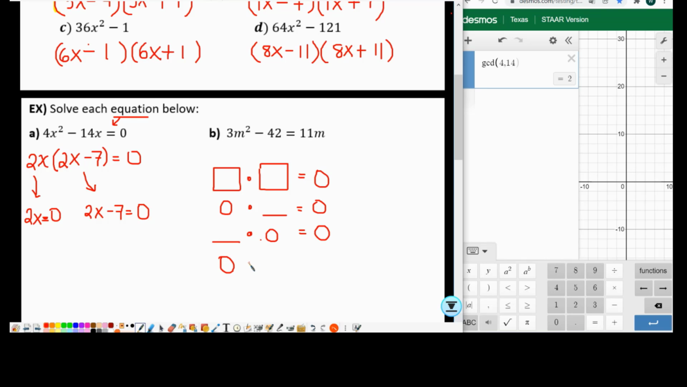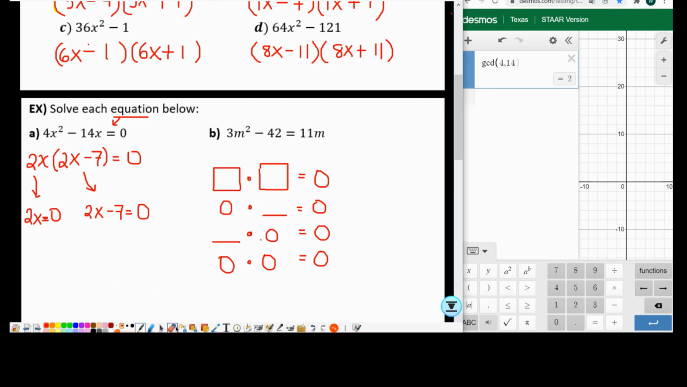Or it could be that both numbers that we don't know equal 0. And that way, 0 times 0 equals 0. So whenever we have something like this, 2x times 2x minus 7, we're saying that three things could happen. The 2x could be 0. The 2x minus 7 could also be 0. Or one of them is 0 and the other one isn't. So that's why we're setting it up like this, okay?